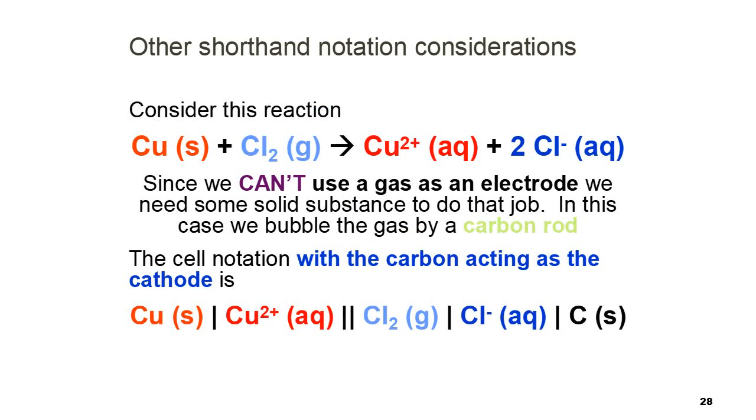Consider this reaction of copper atoms reacting with chlorine gas. Since we can't use a gas as an electrode, we need some solid substance to do that job. In this case, we need to bubble the gas by a carbon rod. The cell notation with the carbon acting as the cathode is as shown by the second equation.